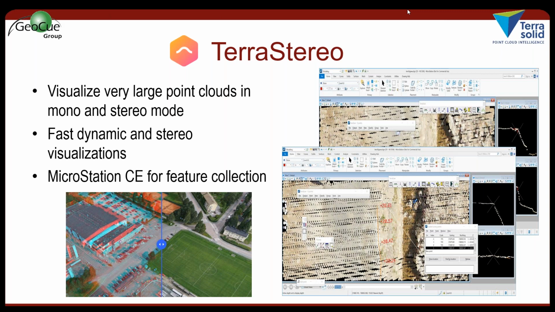TerraStereo is the package that allows you to view very large numbers of points in a point cloud. There's some direct connections that you can take from a TerraScan project to configuring a TerraStereo project, and it just serves up the information in a little bit different way that allows for some very large point cloud visualization. That can be done both in a mono view, but it's mainly aimed at setting up for stereo. Stereo then adds the ability to do feature collection off of your data, and you can do this in MicroStation Connect Edition if you've got the appropriate video cards that can support that kind of functionality.